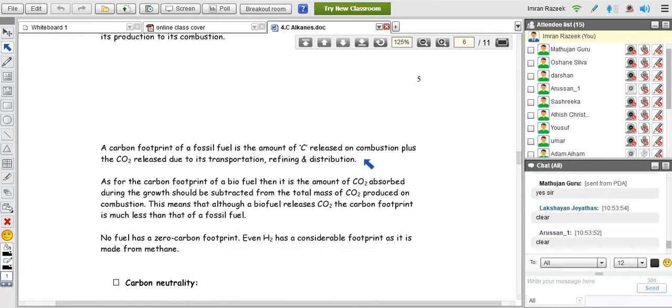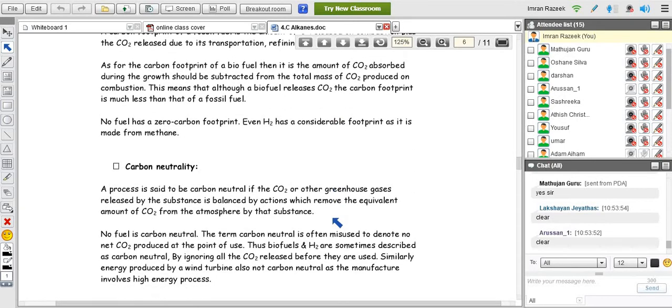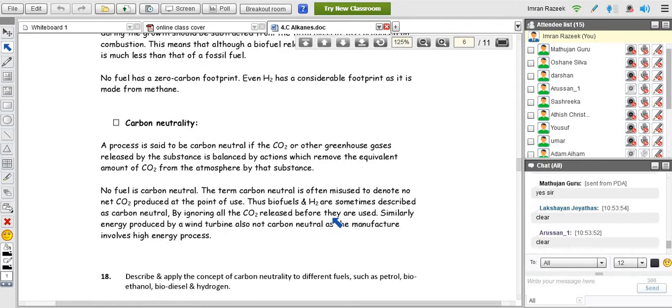And there's no fuel with a zero carbon footprint. Any fuel will have a footprint. So carbon neutrality is a concept where the amount of carbon absorbed by a fuel is the same as the amount of carbon released during the combustion. Such a fuel is referred to as a carbon neutral fuel, right?